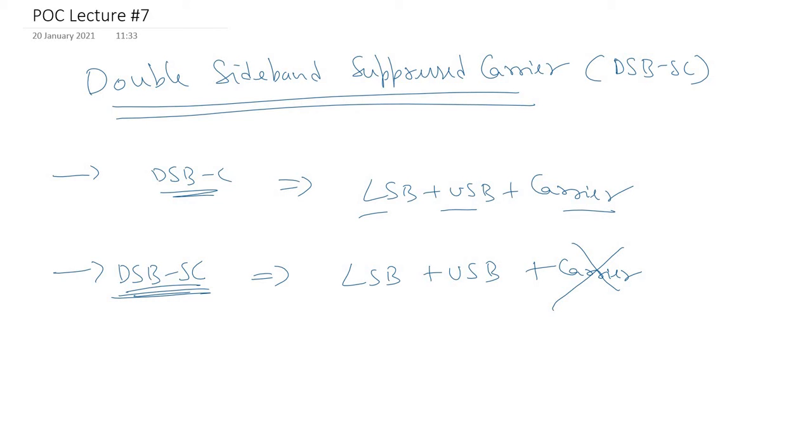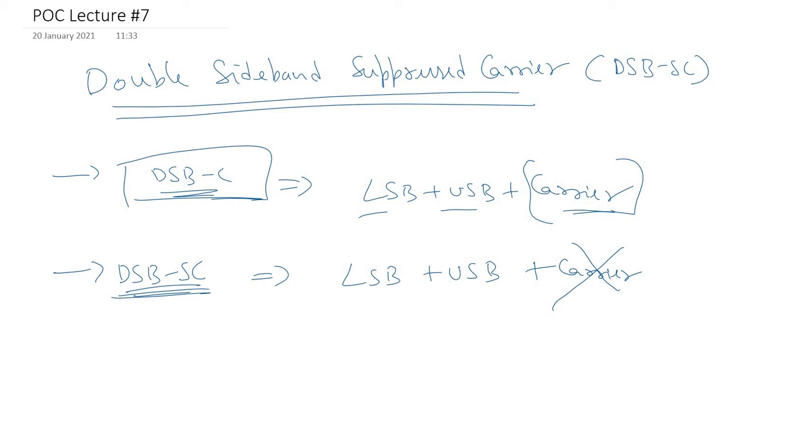Now comes the motivation behind this type of modulation scheme. We have already seen that in case of DSB-C or the conventional type of amplitude modulation, a significant amount of power is wasted during the transmission of the carrier signal, because the carrier signal does not contain any information. So transmitting the carrier is simply a wastage of your transmitted power, right?